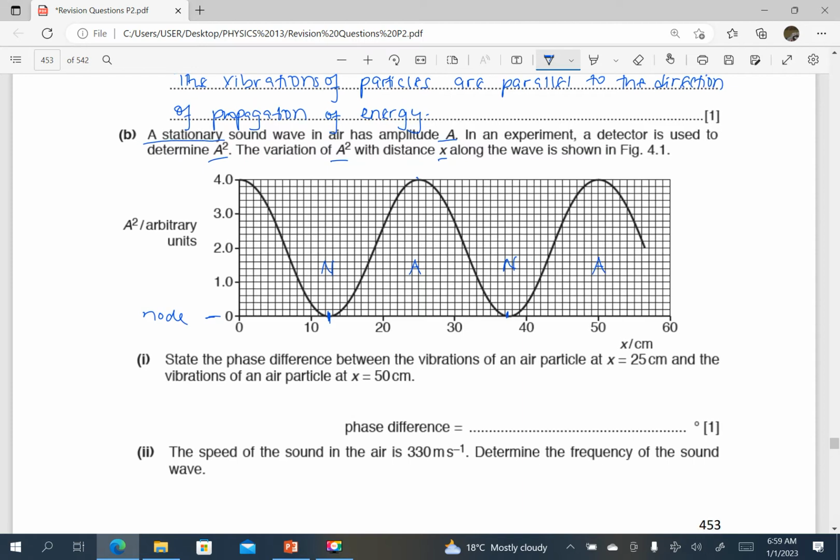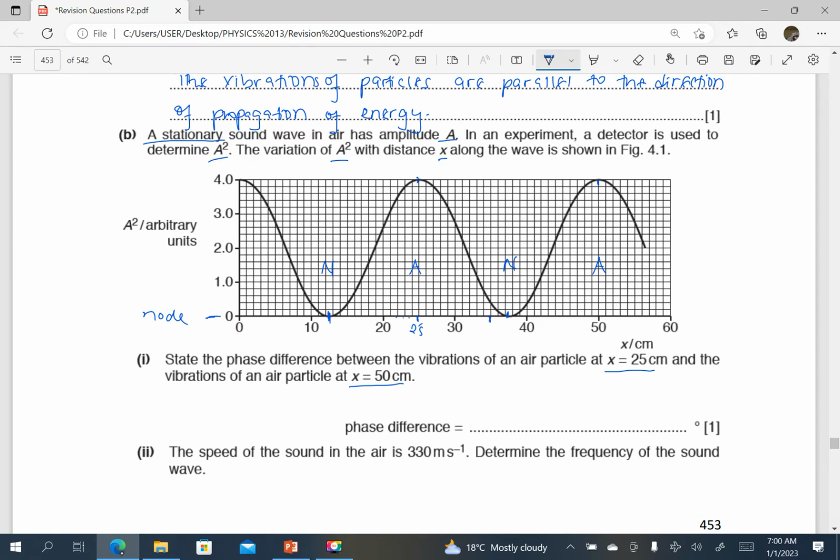So state the phase difference between the vibrations of an air particle at x equals 25 and the vibrations of an air particle at x equals 50. X equals 25, we have an antinode there. And at x equals 50, it is also another antinode.